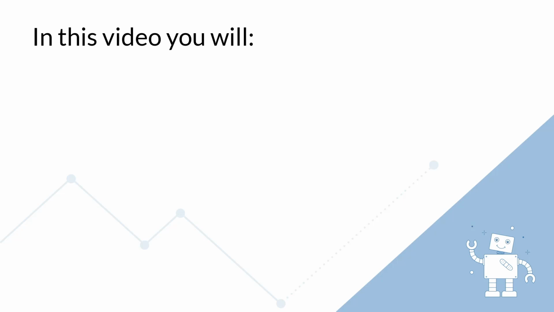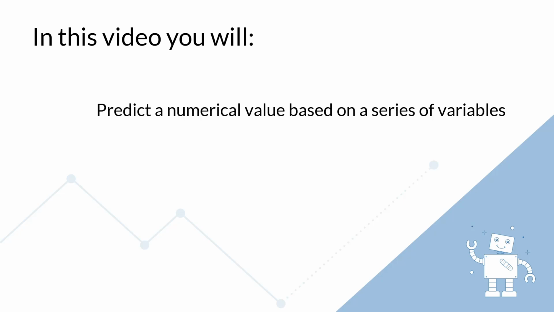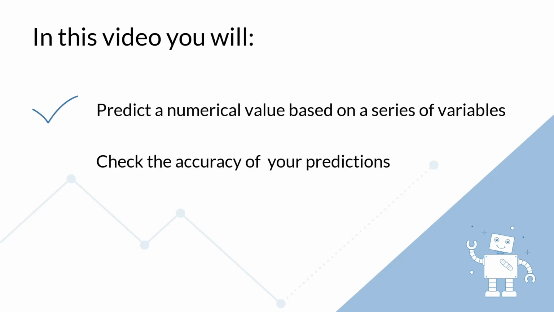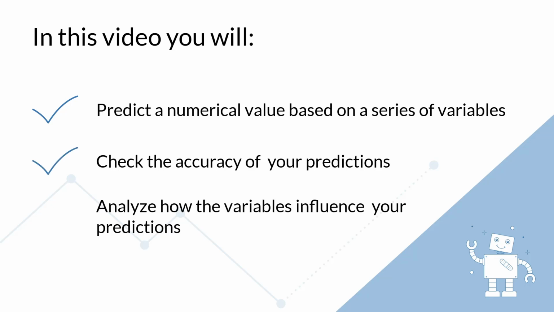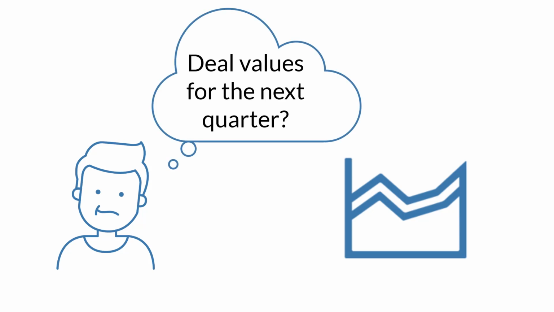In this video, you will predict a numerical value based on a series of variables, check the accuracy of your predictions, and analyze how the variables influence your predictions. Let's use the following scenario. Imagine that you are working for a sales department. You want to use the past pipeline of sales to predict the deal values for the next quarter.